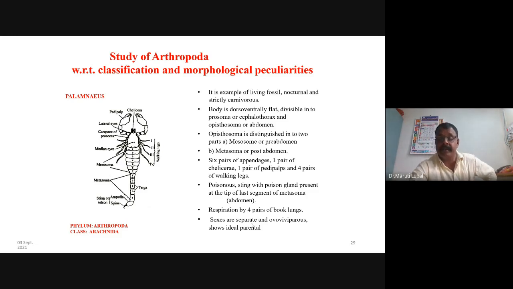This is a very distinctive character. Ovoviviparous: egg-laying as well as giving direct birth to young ones. Shows very ideal parental care, as an example of parental care.